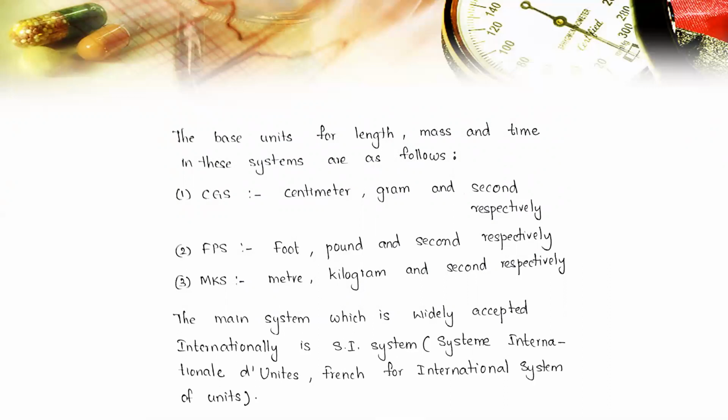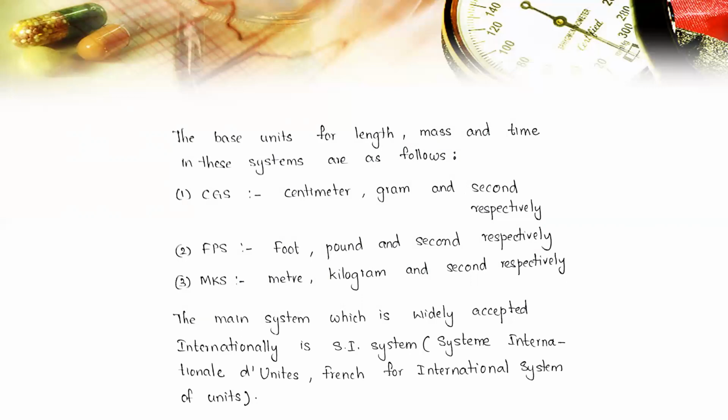The second system is the FPS system. In the FPS system, for length we measure in foot, for mass it is pound, and for time it is second, respectively. And coming to the MKS system, which is most widely used, to measure the length we use meter, to measure the mass we use kilogram, and to measure the time we use second, respectively.